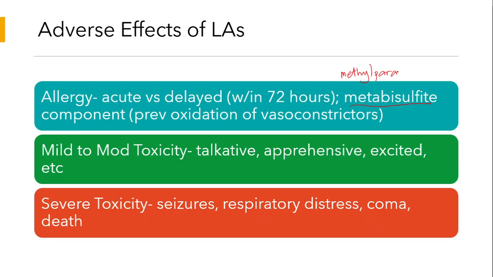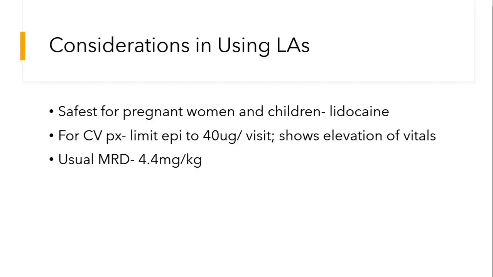Methylparaben, but this was way back then. This is also a preservative. Now, other adverse effects, well, mild to moderate toxicity. What happens to the patient? They become more talkative, apprehensive, more excited. But for severe toxicities, of course, you would expect seizures, respiratory distress, coma, or even death. So these are just some adverse effects of your local anesthetics.